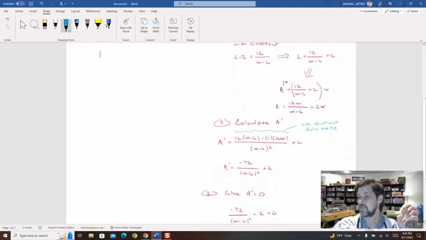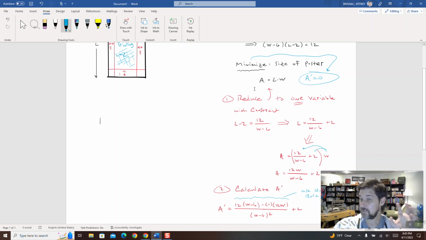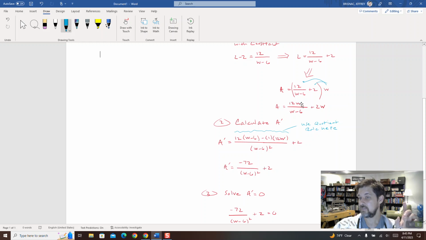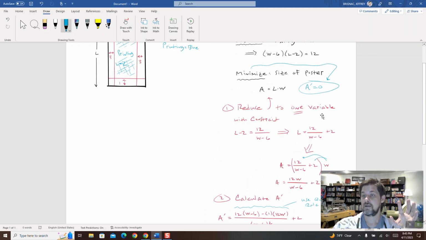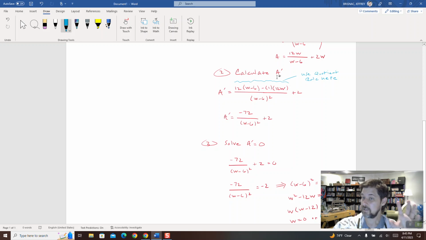Then that would give you this, 12 over W minus 6 plus 2 times W. And then from there, I'll distribute the W. I'll get 12W over W minus 6 if I multiply like that, plus 2W. So now that reduces the thing I'm trying to minimize to one variable. It says area equals 12W over W minus 6 plus 2W. Ultimately though, like I said, I want to solve A prime equals 0. So now my second step, I'll say calculate A prime.